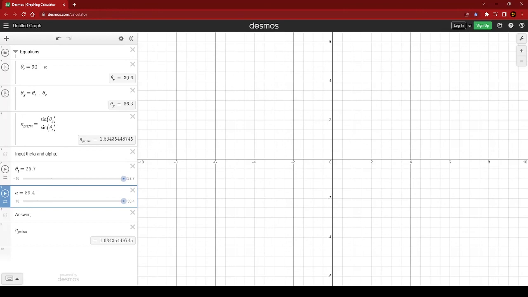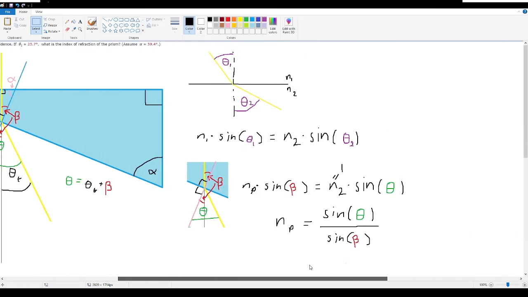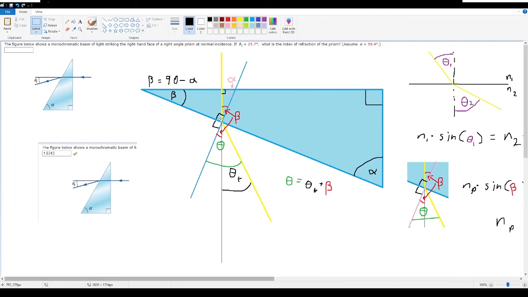Now we can go back, if I find my mouse. Now we can go back to the WebAssign and check if our answer is correct. And we can see that the answer is indeed correct. Okay, that's it for this one. This problem wasn't too complicated on the calculations, but you needed to be able to recognize which angles are similar and where Snell's law actually applies.